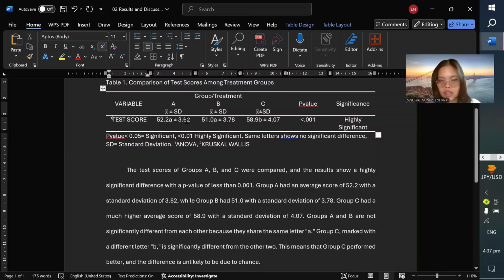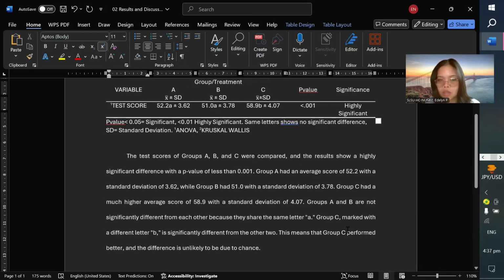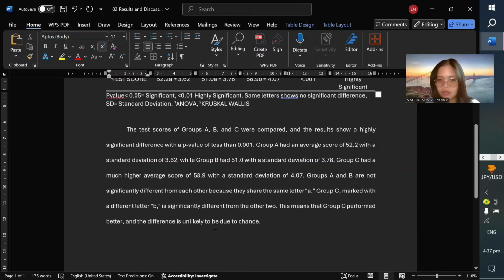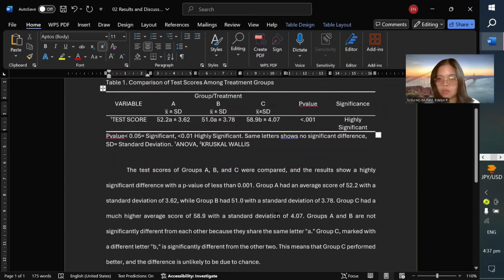Based on the letter a, Group A and B are not significantly different from each other because they share the same letter. Group C, marked with a different letter, b, is significantly different from the other two. This means that Group C performed better, and the difference is unlikely due to chance. So it's not just chance. Group C is really smart. That is pairwise comparison, how to run Tukey HSD in Jamovi, and how to discuss it.